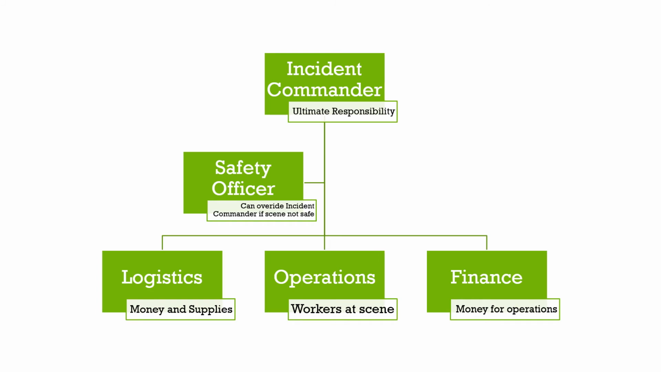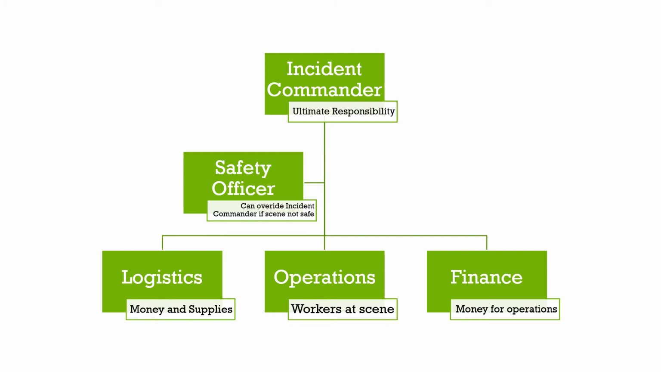So this is how, if there's a mass casualty or for any reason, they set up a command center at the site. The incident commander has the ultimate responsibility, followed by the safety officer. And the safety officer can override the incident commander if he feels like the situation is not safe. Say there's an earthquake and they're working on a building and he realizes that it's getting ready to collapse. So that person can override the incident commander.